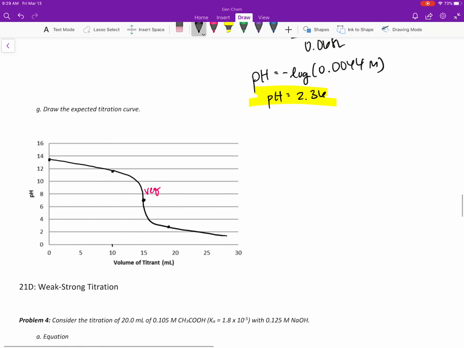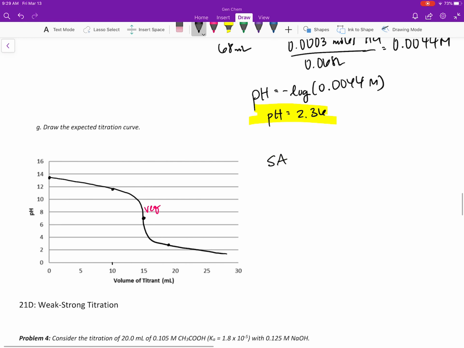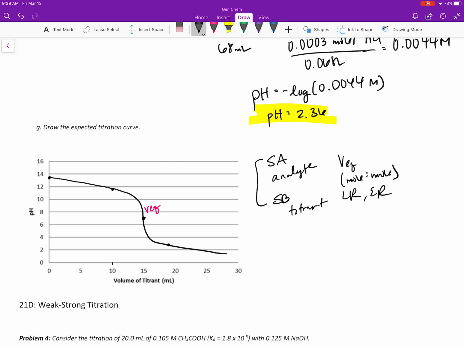Okay, so practice strong, strong. You could do a strong acid as the analyte and a strong base as the titrant, and the calculations are the same. You need to identify the equivalence point, determine if you're before or after the equivalence point, make sure you know the mole to mole ratio, and then you just take the difference. It's like a limiting reactant problem, an excess reactant problem. So similar to what we did last semester.